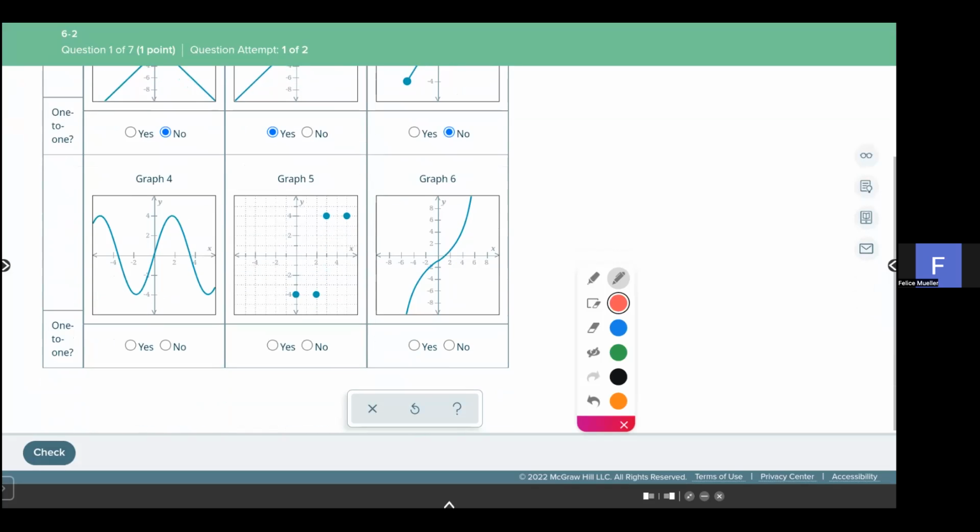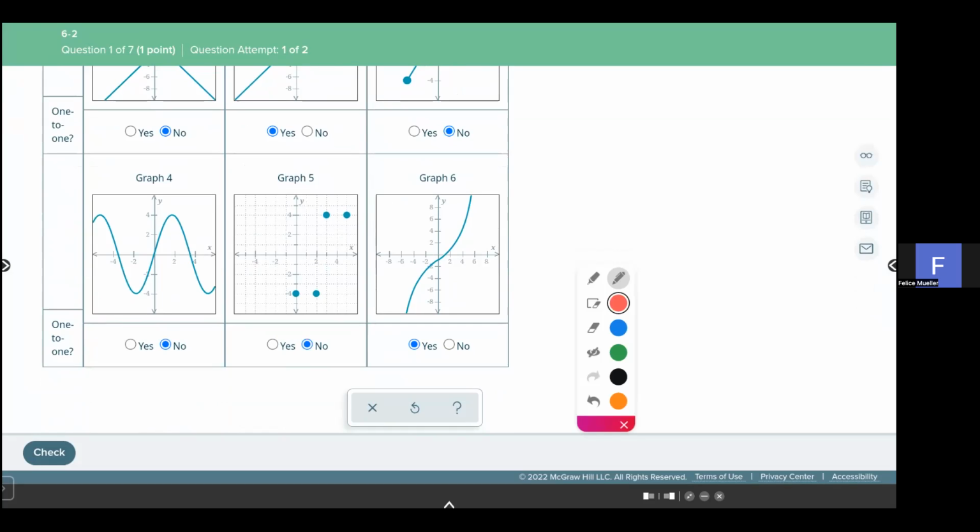And I'm gonna scroll down. Our graph 4 is going to be a no. It's really easy to see that it touches more than once for a y value. Graph 5 is a no, and graph 6 is a yes. So again, these failed because of these points here, and this graph fails in multiple places. So again, what we're looking for in one-to-one is that there are no repeat y values.